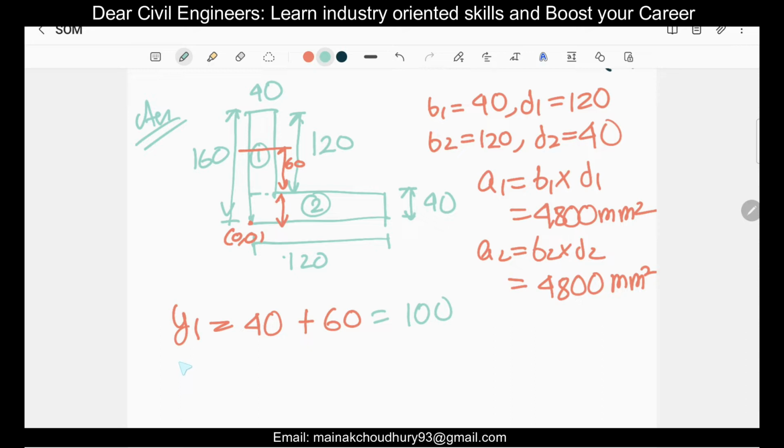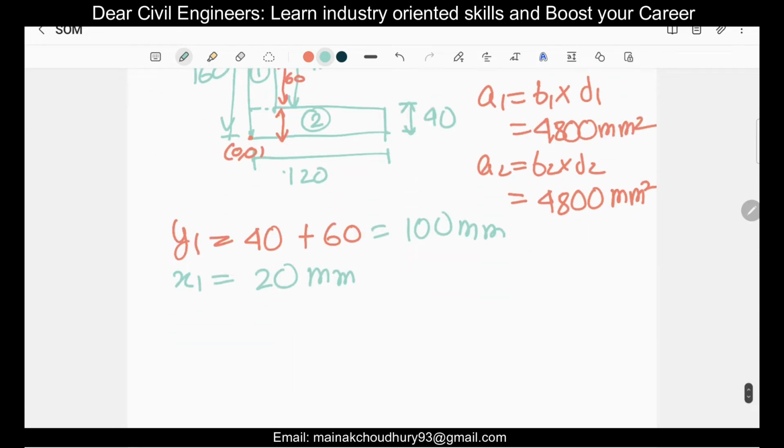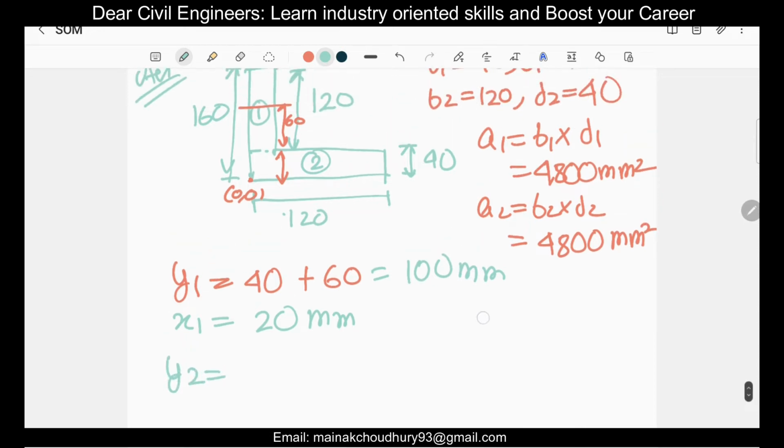Similarly there should be your x1 as well. Since this is starting from here, there is no problem. X1 is equal to 40 by 2, which is 20 mm. Then there is your y2. For y2 it is 40 by 2, so y2 is equal to 20 mm, and x2 starts from here, so it is 120 by 2, which is 60 mm.